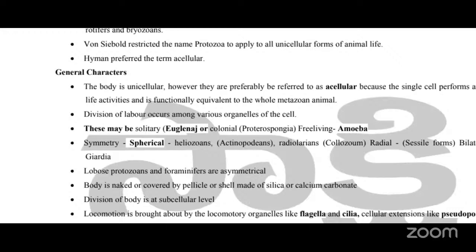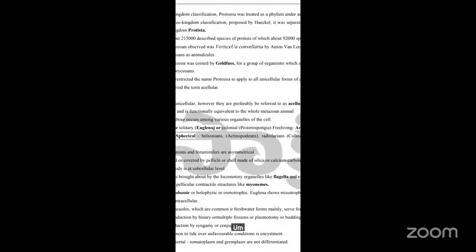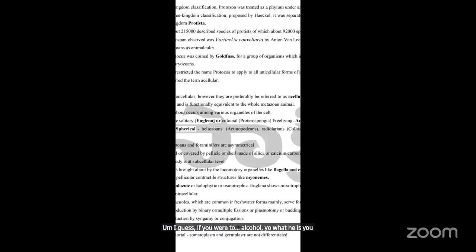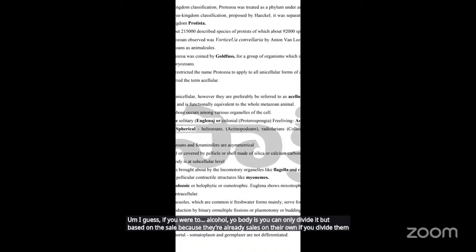Division of bodies at subcellular level. I guess you can say that if you were to look at how their body is, you can only divide it at a level less than a cell because they are already cells on their own. If you divide them broadly, you won't be able to get it.